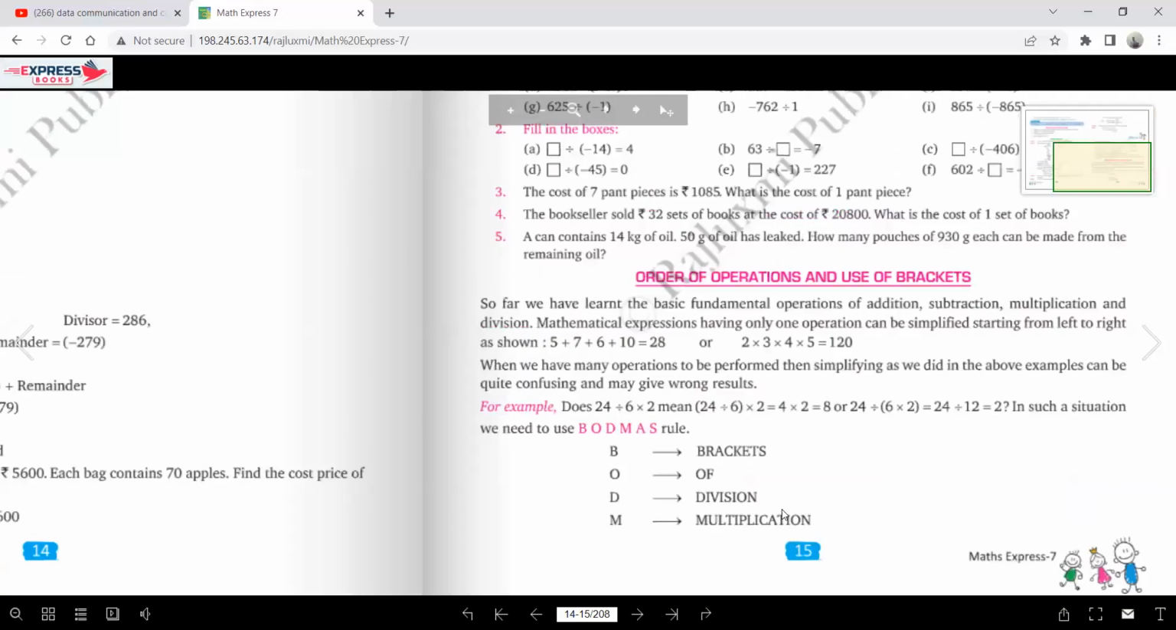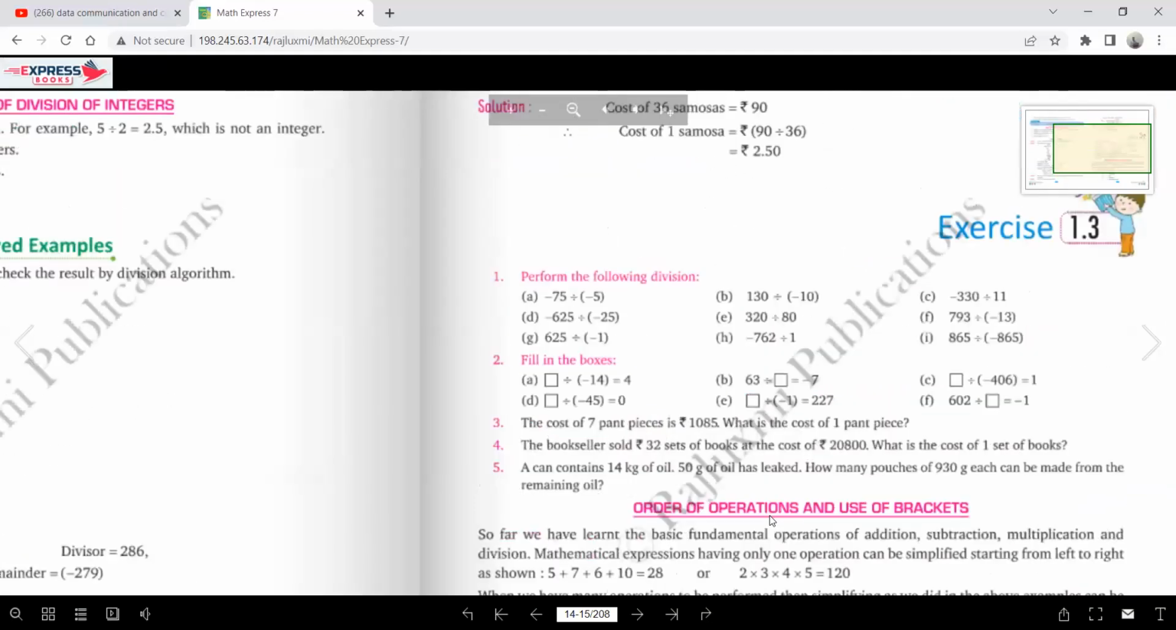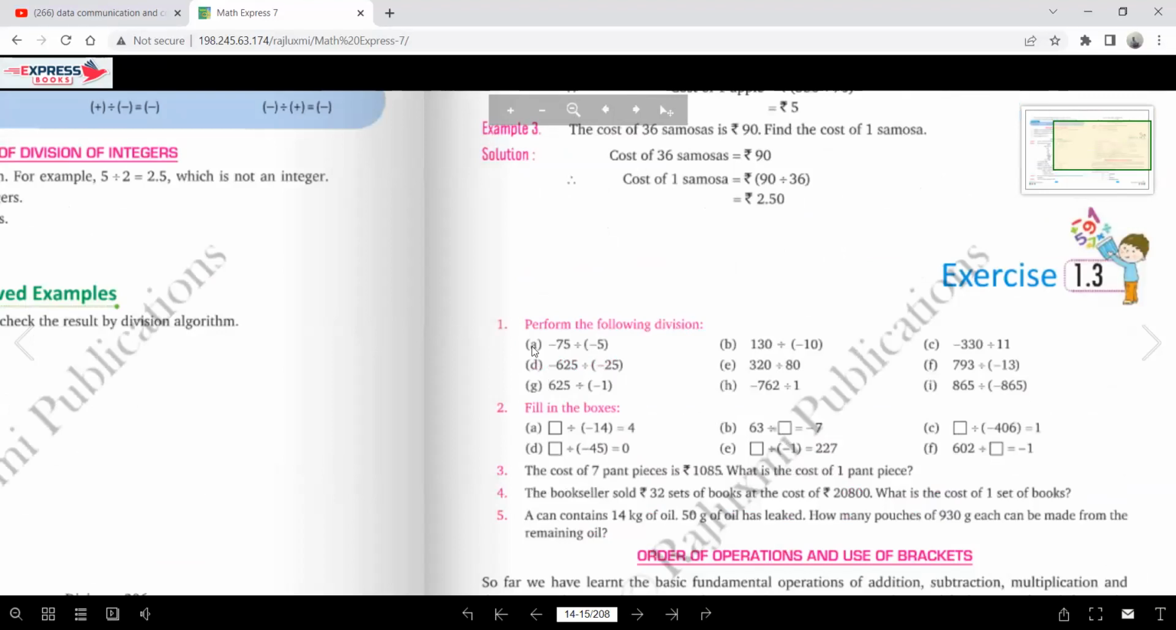So my dear students, first of all, this is page number 15, exercise 1.3. My dear students, this exercise is basically based on division. Before we start, I will give you some basic information about this exercise. In exercise 1.3, the exercise is basically based on division.